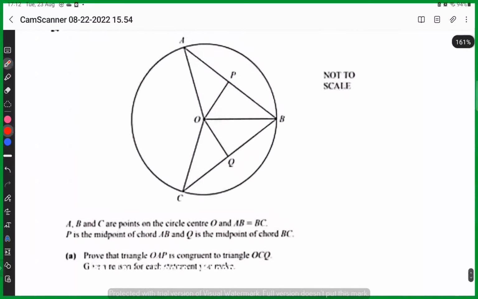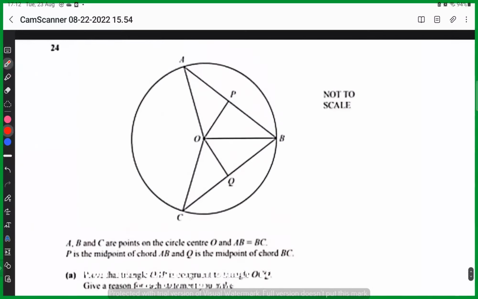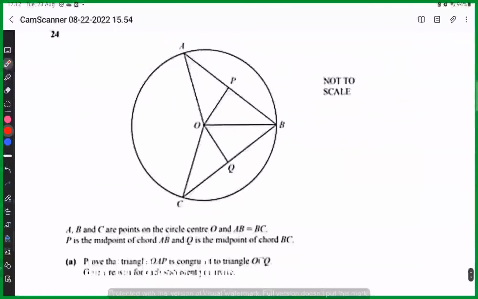This is basically another question from the similar topic. A, B, and C are points on the circle with center O. AB is equal to BC. Now, this is mentioned that this line is basically equal to this line. This is something that we know already. P is the midpoint of chord AB and Q is the midpoint of chord BC.